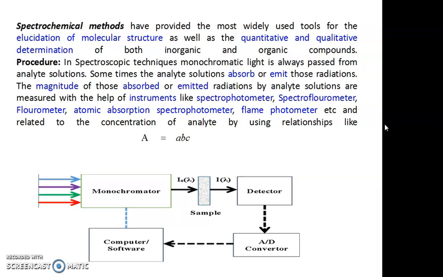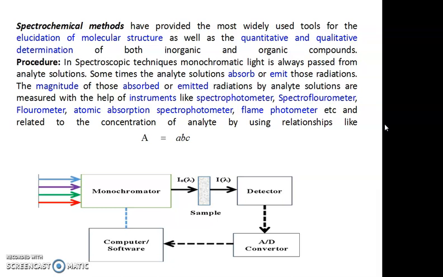Now, what is the relation between the molecule and the light? We study the relation by an equation, relating the absorbance of the radiation and the concentration of the solution. If you see the equation, A is equal to abc. Capital A is the absorbance, small a is the absorptivity constant, b is the path length, and c is the concentration of the molecular solution.